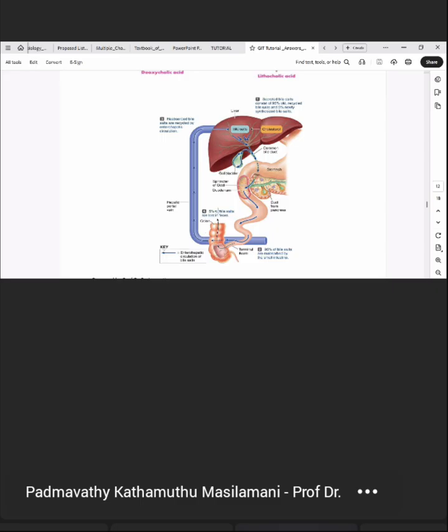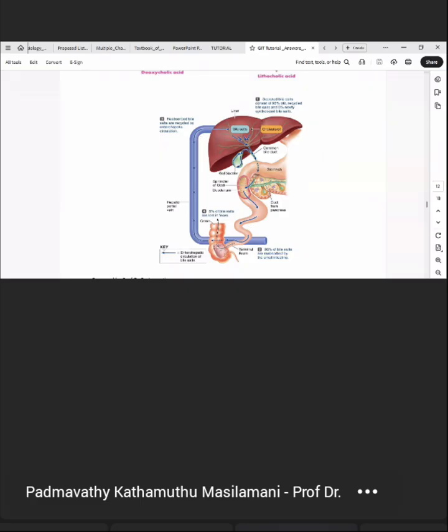Only the last one, the 5%, is secreted every day by the liver because it cannot secrete the whole 100%. So the 95% is reabsorbed in the terminal ileum and goes through the circulation via the portal vein. Again, it goes to the liver, and then the remaining 5% is synthesized in the liver and again secreted. Okay, so it plays an important role in fat digestion, and this is called enterohepatic circulation.